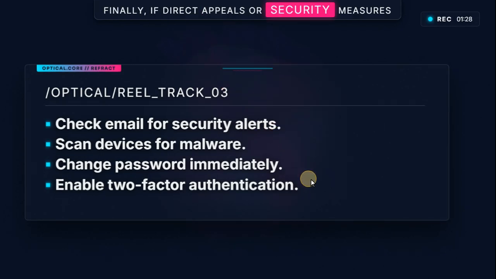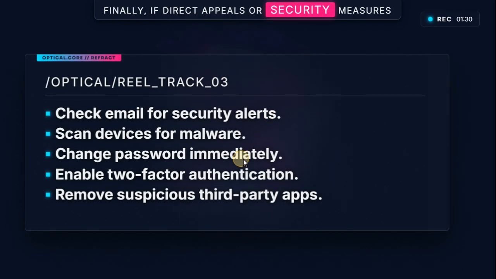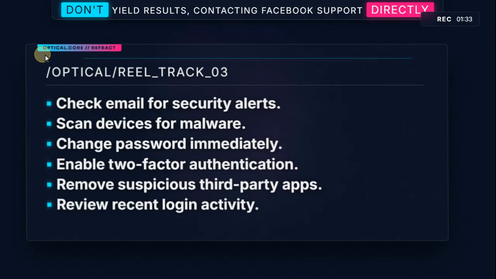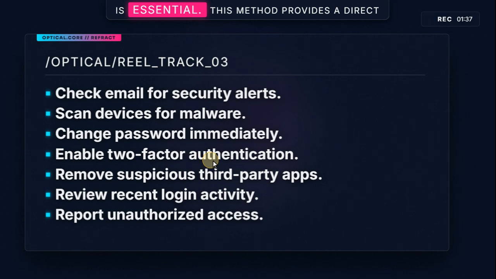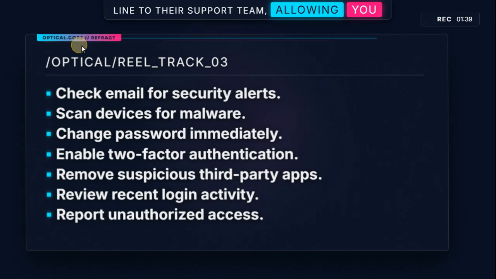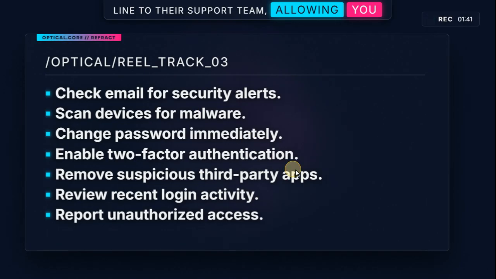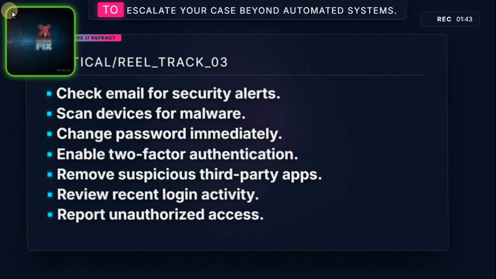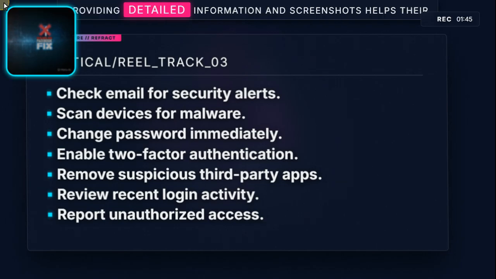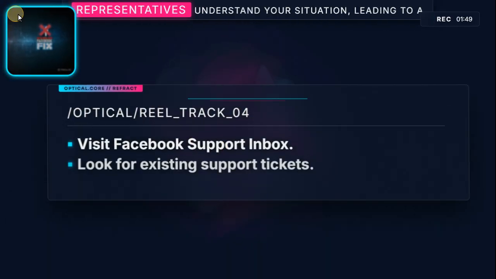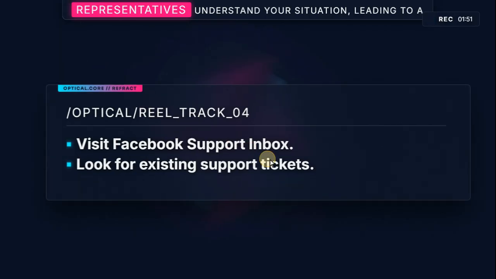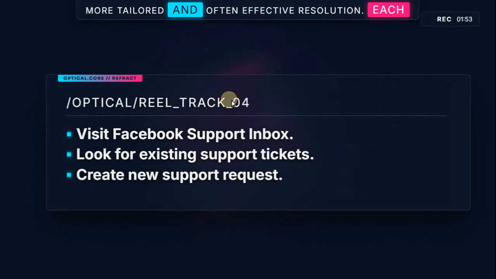Finally, if direct appeals or security measures don't yield results, contacting Facebook support directly is essential. This method provides a direct line to their support team, allowing you to escalate your case beyond automated systems. Providing detailed information and screenshots helps their representatives understand your situation, leading to a more tailored and often effective resolution.